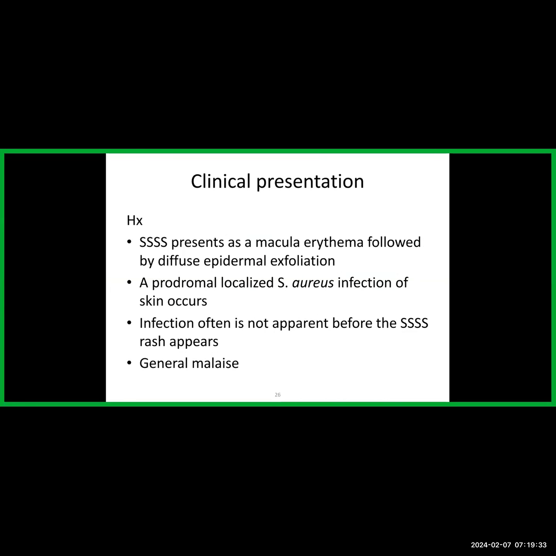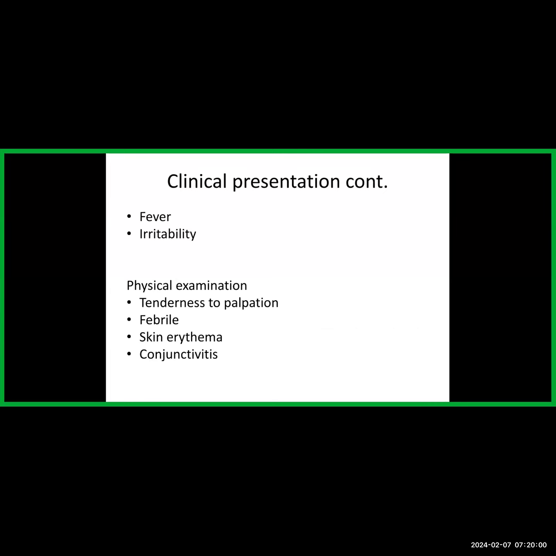So, clinical presentation: staphylococcal scalded skin syndrome presents as a macular erythema followed by diffuse epidermal exfoliation. A prodromal localized Staph aureus infection of the skin occurs. Infection often is not apparent before the rashes appear. Patients may present with general malaise, fever, irritability, and on physical examination, there may be tenderness to palpation in the skin. Patients may be febrile with generalized or localized erythema. They may have conjunctivitis.